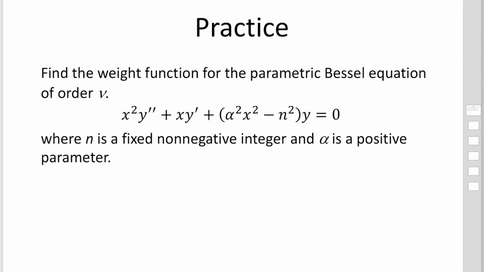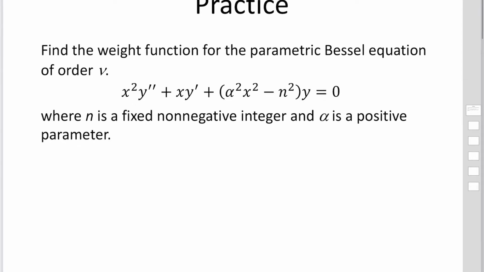In this practice, find the weight functions for the parametric Bessel equations of order n. x squared y double prime plus x y prime plus (alpha squared x squared minus n squared) y equals 0, where n is a fixed non-negative integer and alpha is a positive parameter.